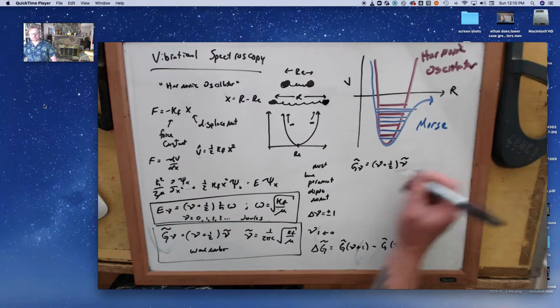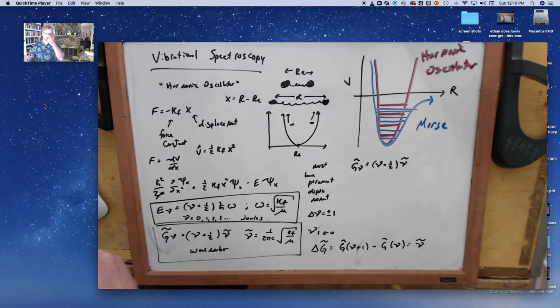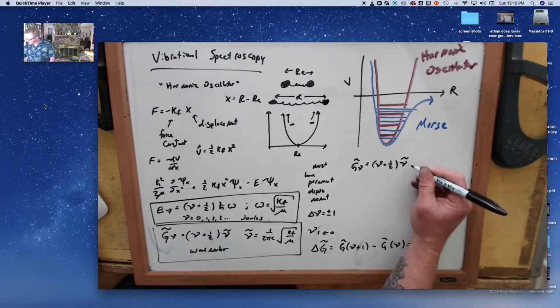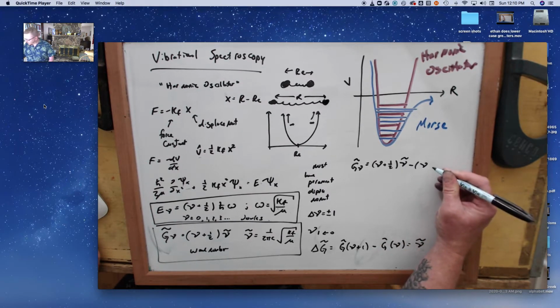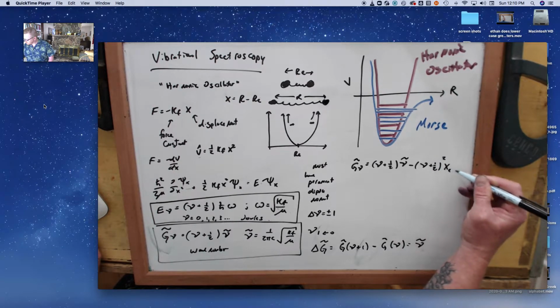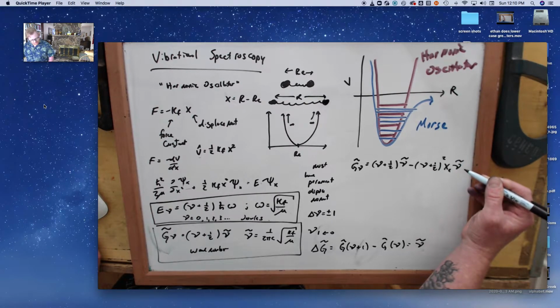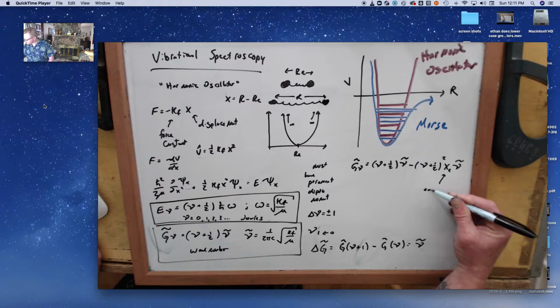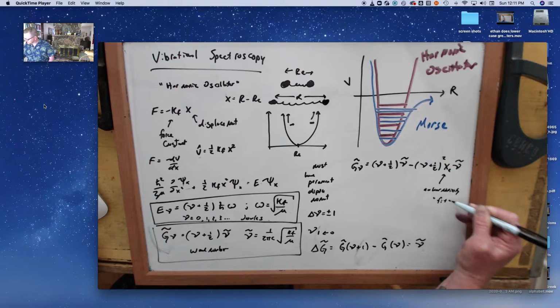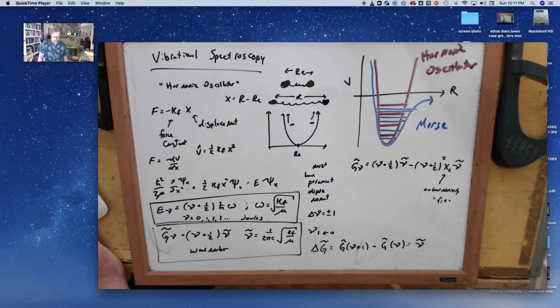So in the same way distortion led to a decrease in energy levels in the Morse potential, this type of anharmonicity also leads to a decrease in energy levels in the Morse potential. So that's going to be minus also nu plus 1/2 squared times xe times nu tilde, where this xe is our anharmonicity fit. Okay, so this is typically an experimental parameter, something that you determine experimentally.